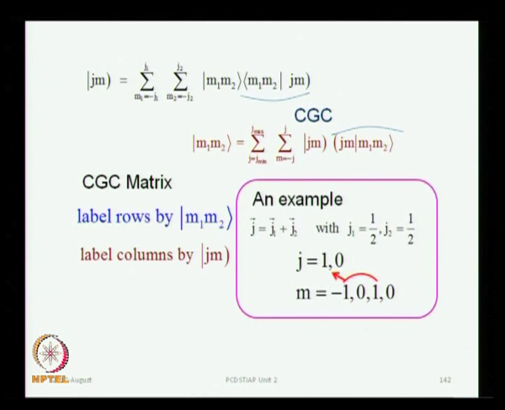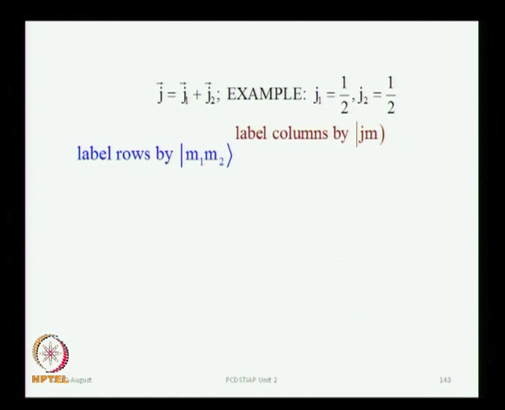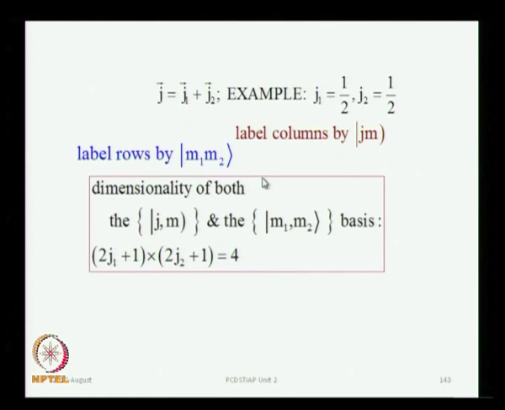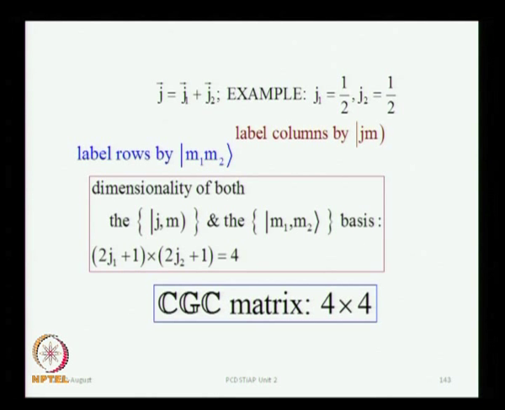So, we can already see what will be the dimensionality of this matrix, because we will begin to label the rows by M1 M2. So, the dimensionality will be 2J1 plus 1 times 2J2 plus 1. So, both are half. So, the dimensionality will be 4. We already saw in the previous slide we expected this dimensionality to be 4. So, this will be a 4 by 4 matrix, which is called the matrix of Clebsch-Gordan coefficients.